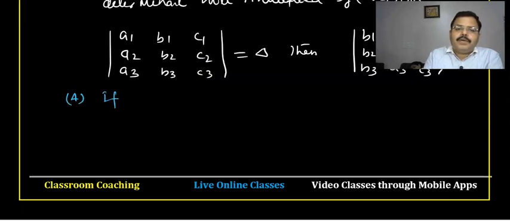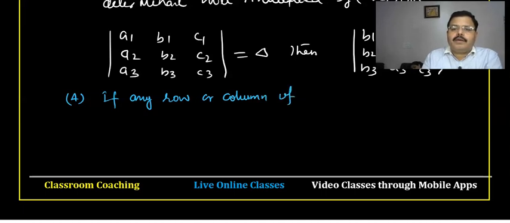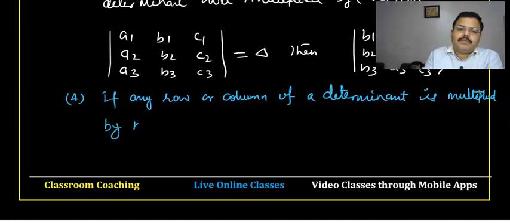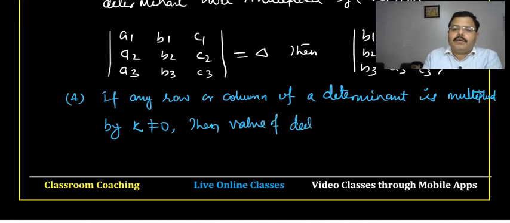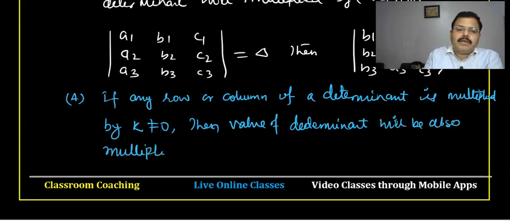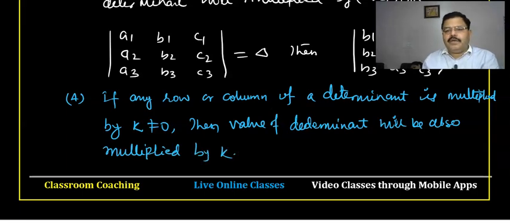Now, the next one is the fourth property. If any row or column of a determinant is multiplied by k, where k is not equal to 0, some constant, then the value of the determinant will also be multiplied by k.